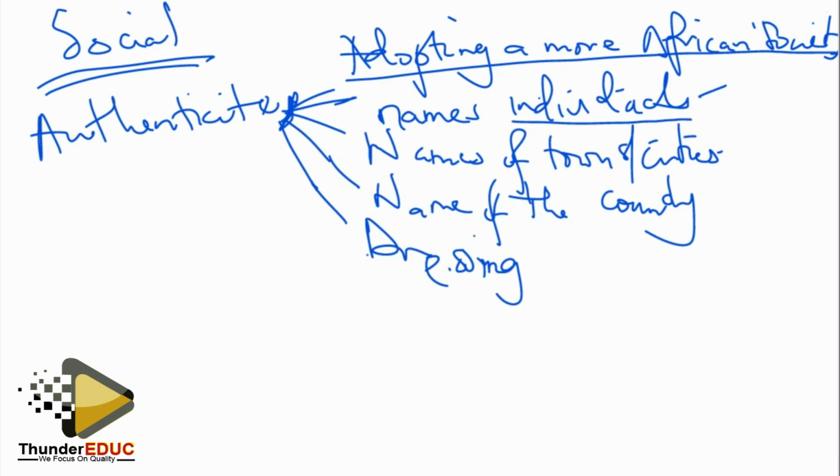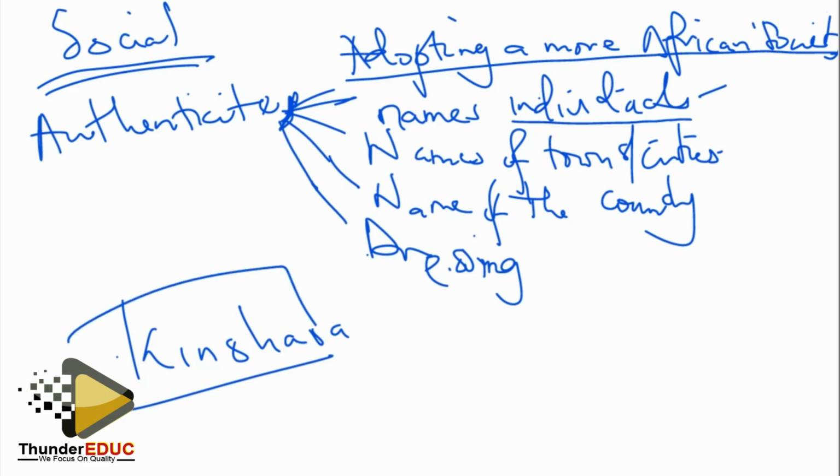Then also he changed the names of towns. Major towns and cities had their names changed. Kinshasa, the capital city, was formerly given a European name. It was called Elizabethville, but was changed to Kinshasa, which is now the current name of the capital of the country. It's named Kinshasa, which is more African, changing from Elizabethville.